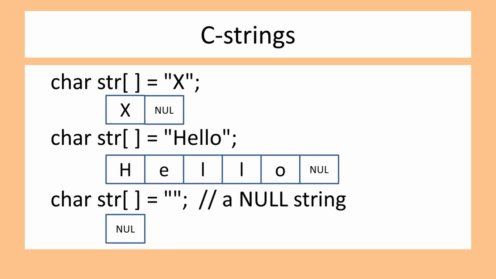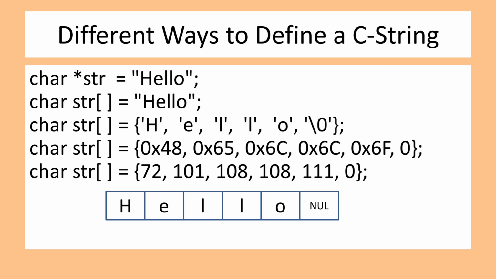Now I have a couple of ways here. I can say character str defined as a string, double quote, x, double quote, so it has the letter x and then the null byte. If I say hello, I have the codes for HELLO and then a null byte. Or if I just say character string equals double quote, double quote, that's a null string. So it is still using a single byte, but it has the null byte as the first indicator in the string.